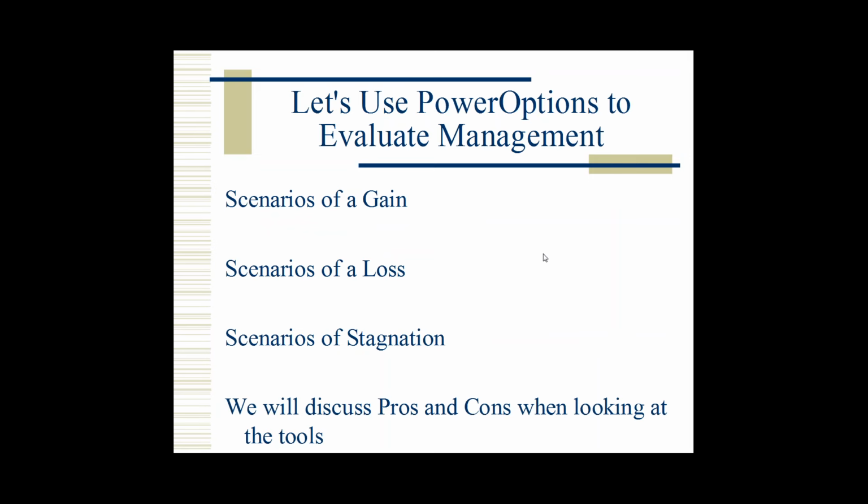All right, so now we're going to use Power Options to showcase some of these different ideas on management techniques. We're going to look at scenarios of a gain, too high of a gain, and then what we'd call a reasonable gain. We're going to look at scenarios of a loss, and of course scenarios of stagnation, and we're going to discuss the pros and cons of each kind of management technique we discussed here once we take a look at the profit and loss chart as well.